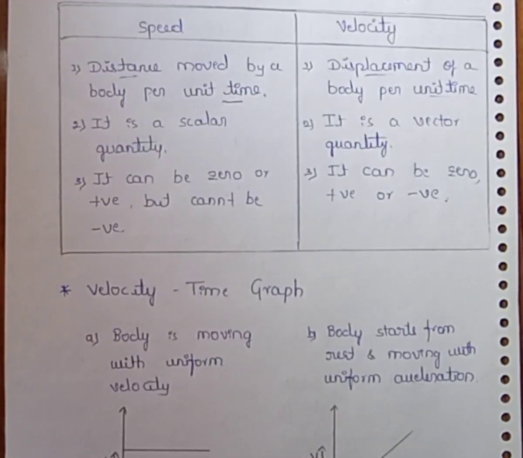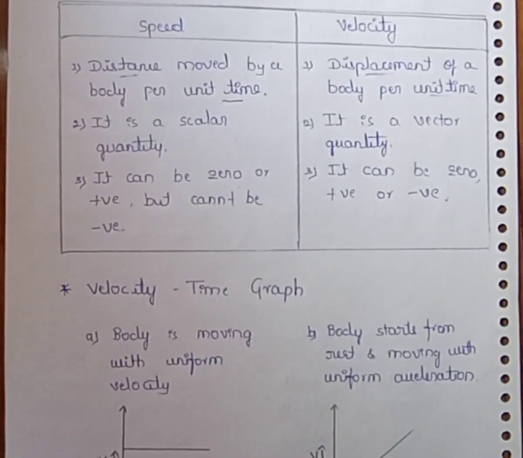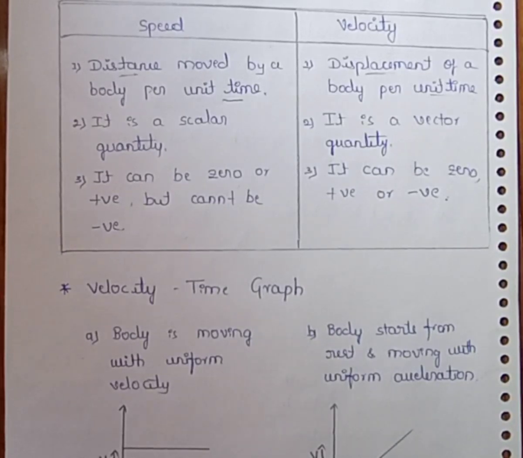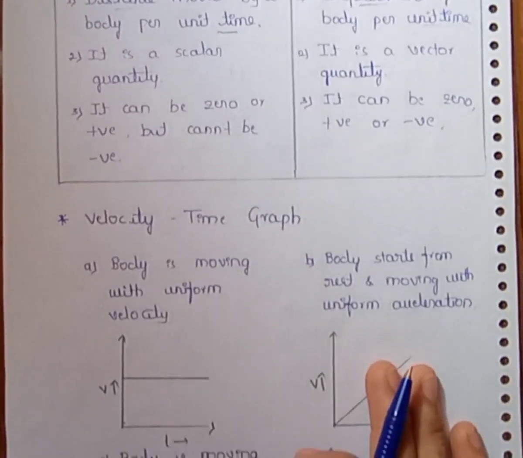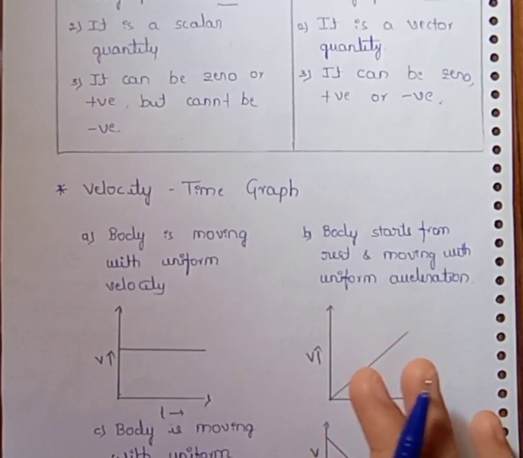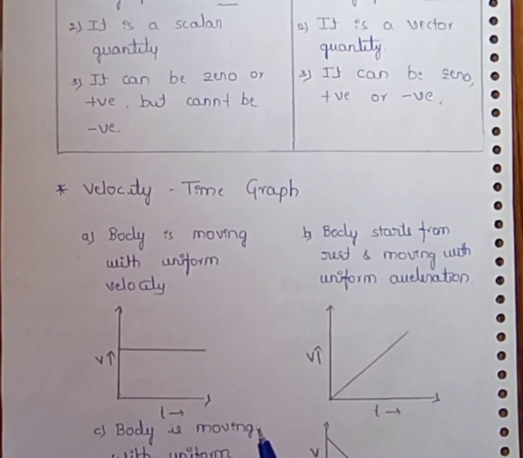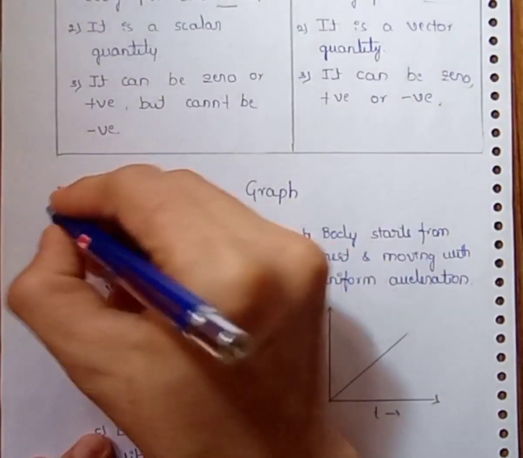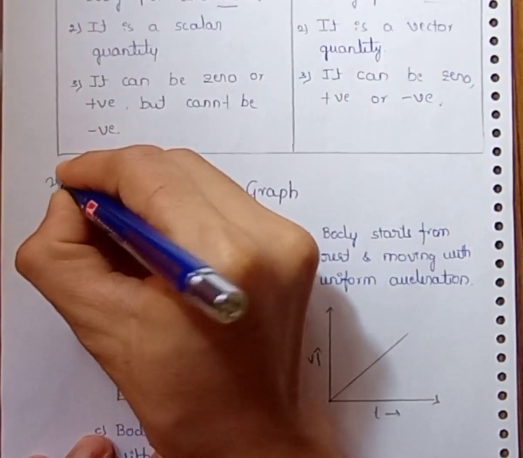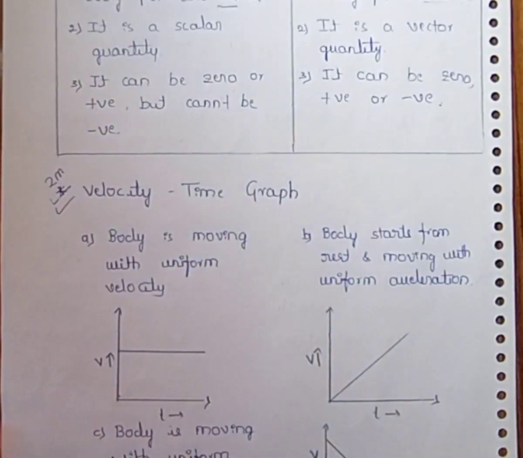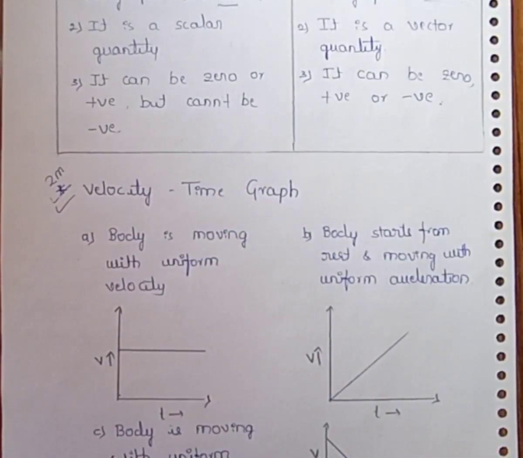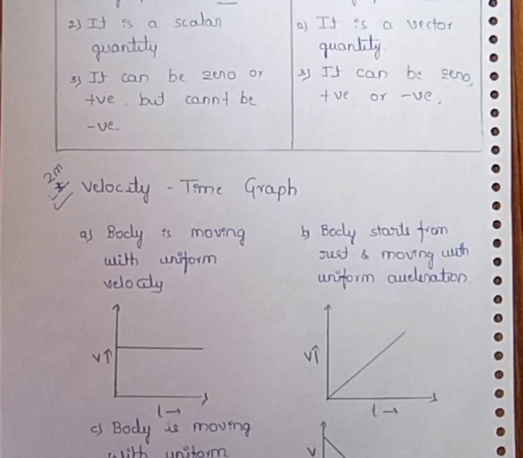Next one, it is velocity time graph. Here, when velocity is plotted along the y-axis and time along the x-axis, that graph is termed a velocity time graph. While drawing a velocity time graph, there are 3 main cases, and this graph is very important for 2 marks for the final examination. Then how to draw those cases?